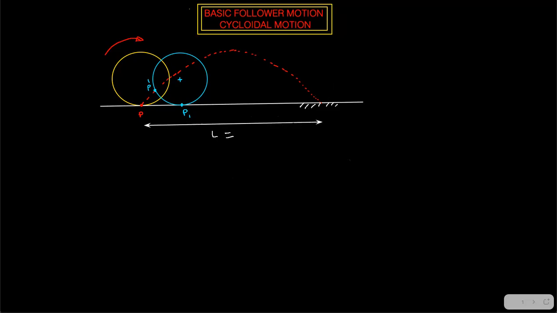The condition without slipping is that if this point comes here, the final position of the point is here for one complete rotation. What is the distance traveled? The distance traveled is 2 pi r, the complete circumference. So 2 pi r is equal to L. I hope we all know this equation.